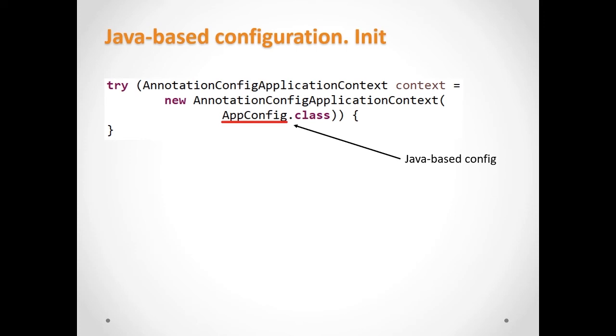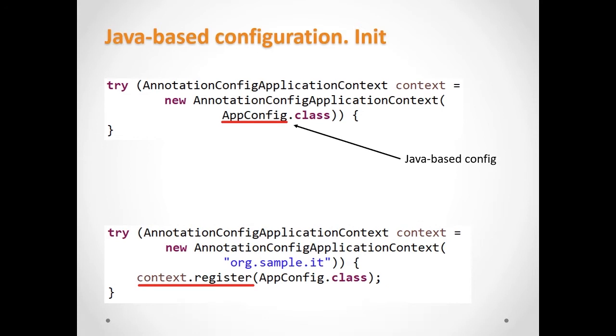How to initialize our application context? Now you should specify the root or base application config class, and then Spring will detect all the bean methods and load this configuration. Or you can combine, you can add a package and then register all the necessary configuration classes.